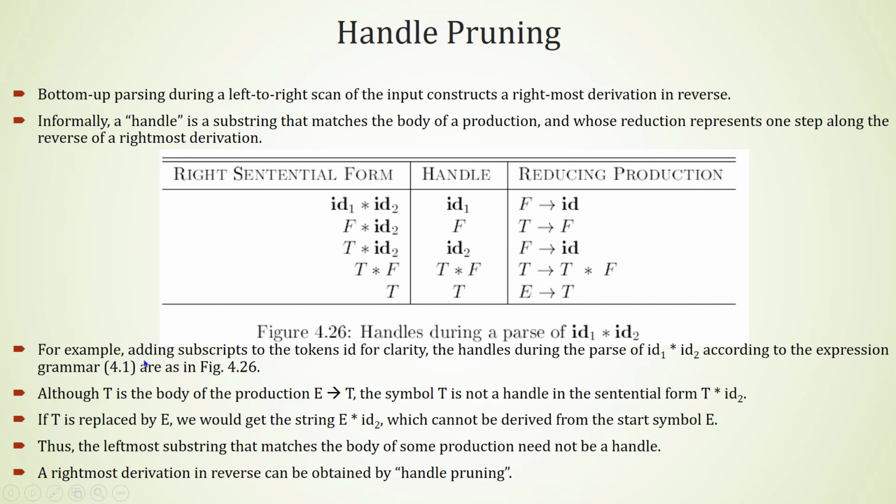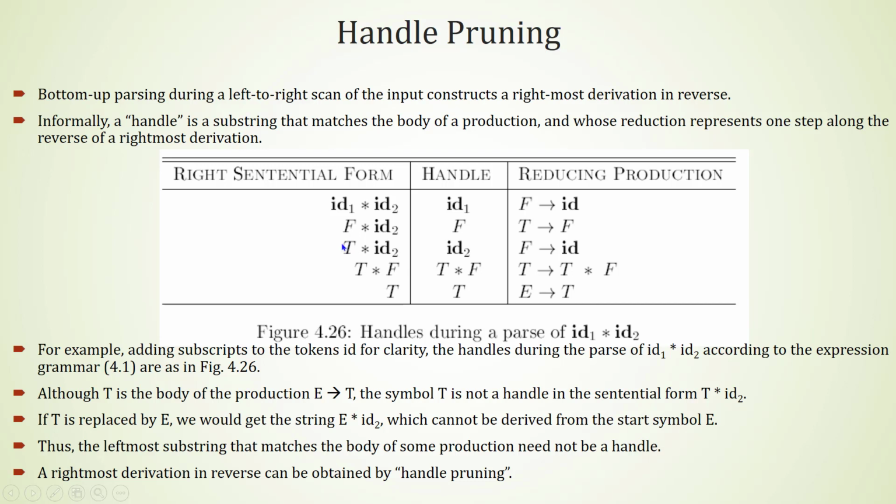So in our example I have added subscripts to the tokens id for clarity. The handles during the parse of id1 star id2 according to the expression grammar. Although T is the body of the production E gives T, the symbol T is not a handle in the sentential form T star id2. So here you look at this line, T star id2.